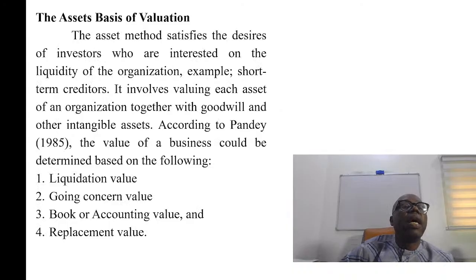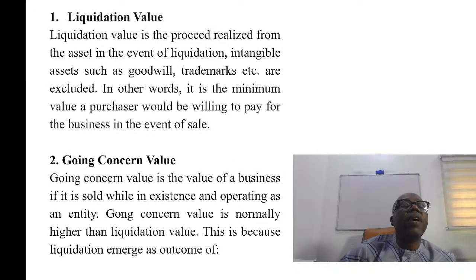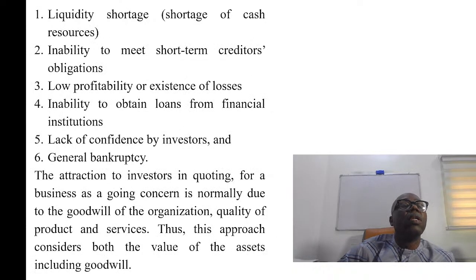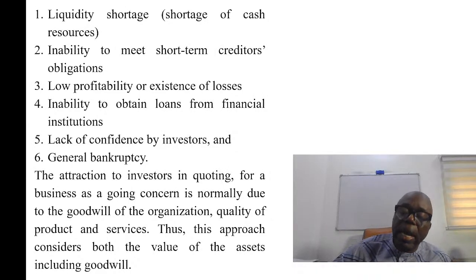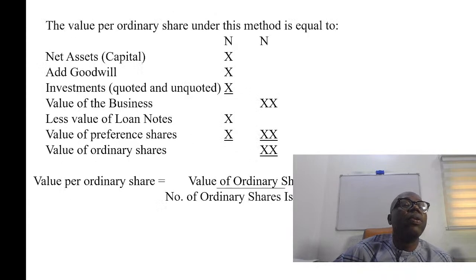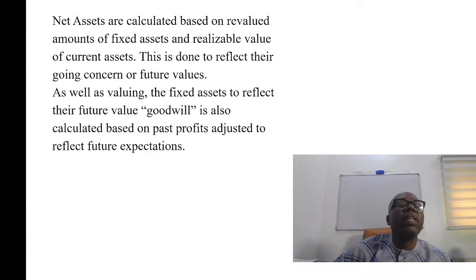And then on the asset basis, we have the liquidation value, going concern value, book or accounting value, and replacement value. Liquidation value is the value when the business is no longer a going concern but is being liquidated, while the going concern value is the value at which the business is sold while the business is still on. Then there are the things that we need to consider when doing going concern. These are the reasons why the going concern value is higher than the liquidation value. So this is the method for the going concern value.